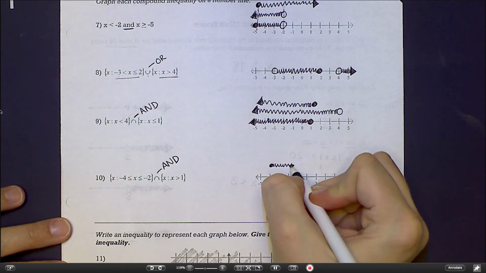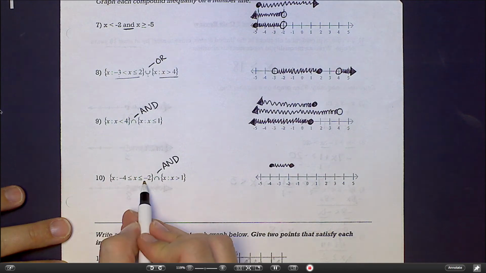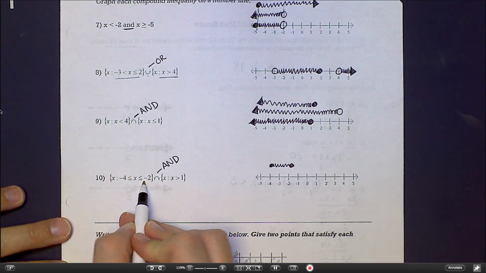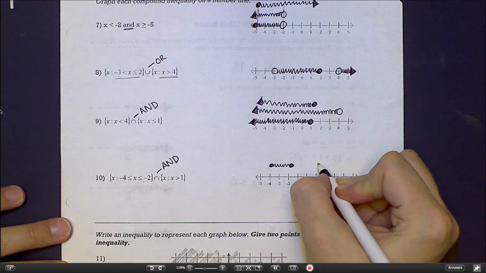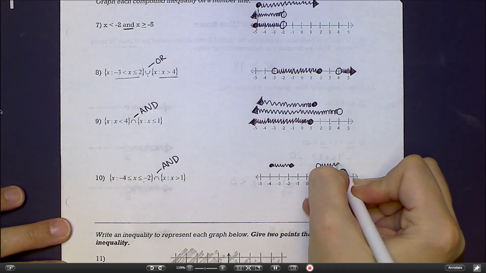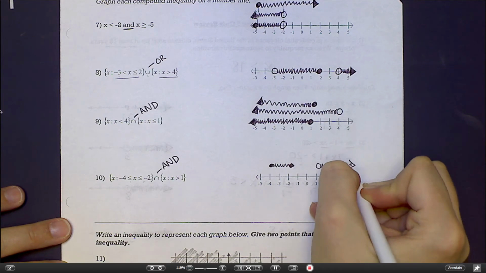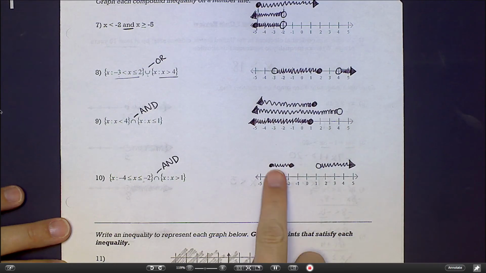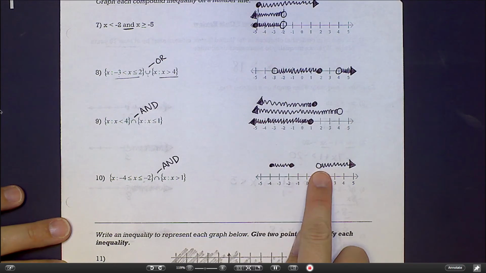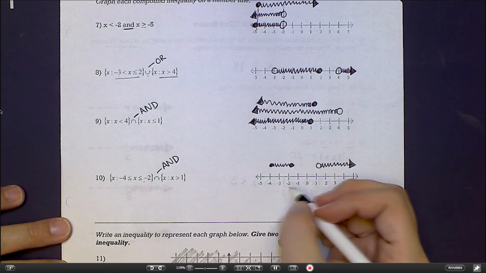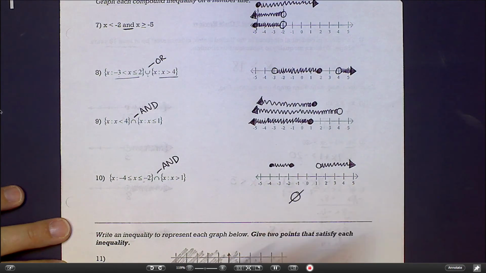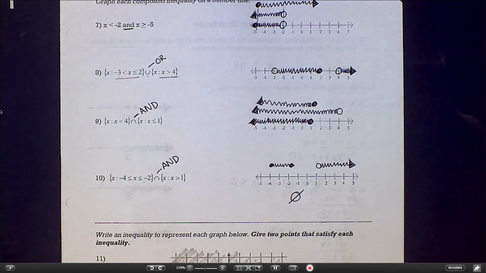And I used closed circles on both ends because both of them had the equal bar. And then I'm going to put x is greater than 1, which is over here. However, you'll notice that these two never overlap. There's no intersection between the two of them. So for this one, I would just say this is no solution. There is no such number that belongs in this group and this group at the same time.